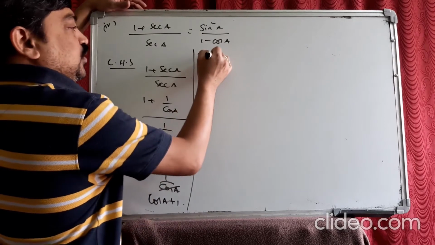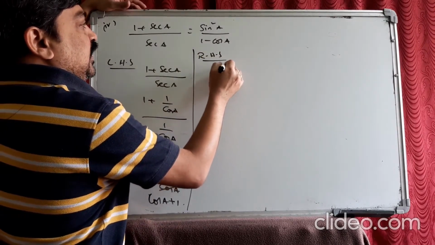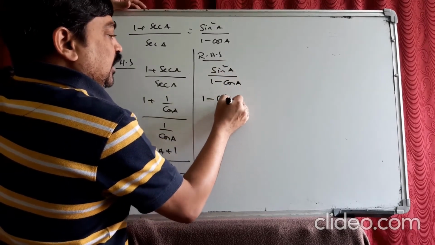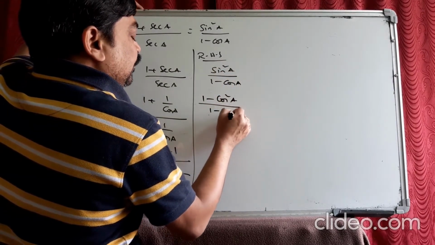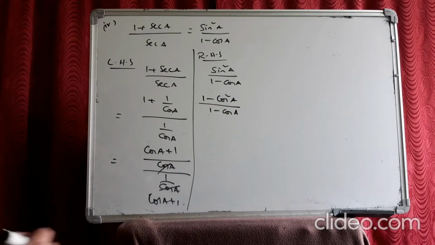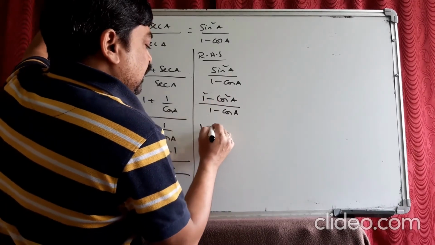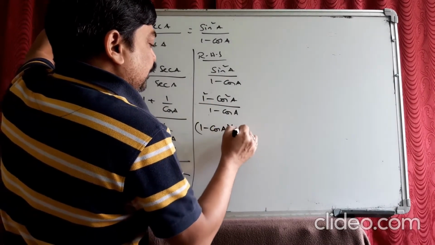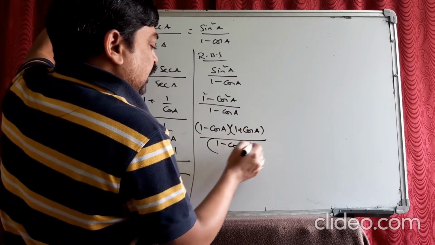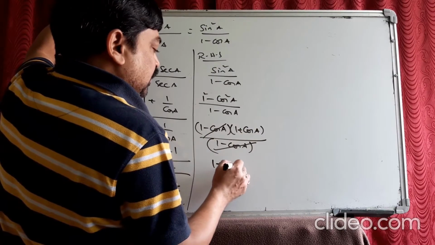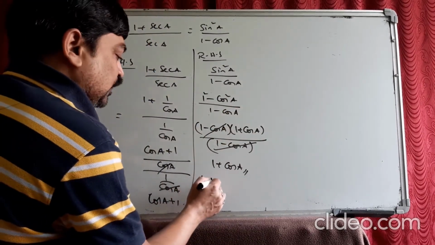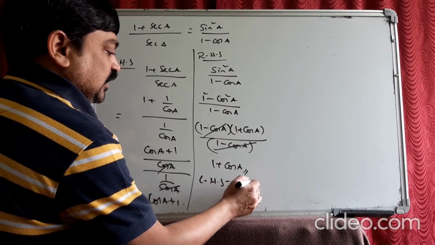Let's do RHS also. Sin square A by 1 minus cos A. According to the identity, the numerator can be taken as 1 minus cos square A, by 1 minus cos A. Now the numerator looks like A square minus B square. It comes like (A minus B) into (A plus B) by 1 minus cos A. You can cancel these two. It becomes 1 plus cos A. Okay, so LHS is equal to RHS.